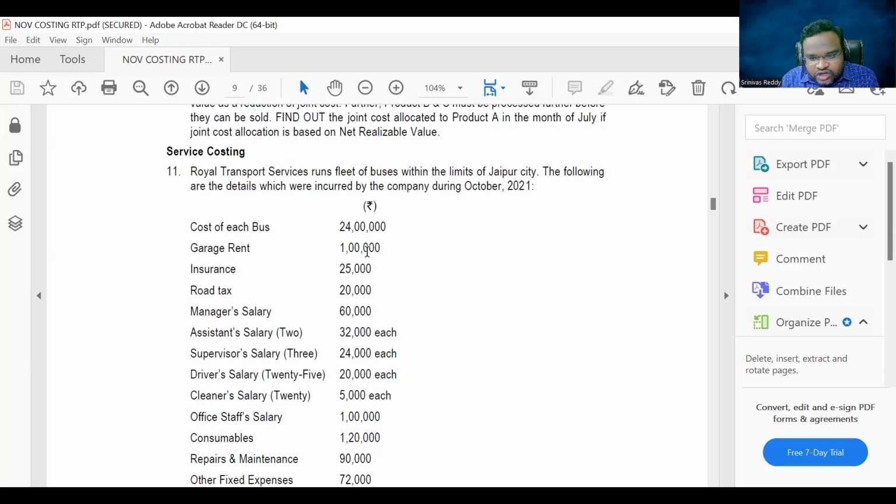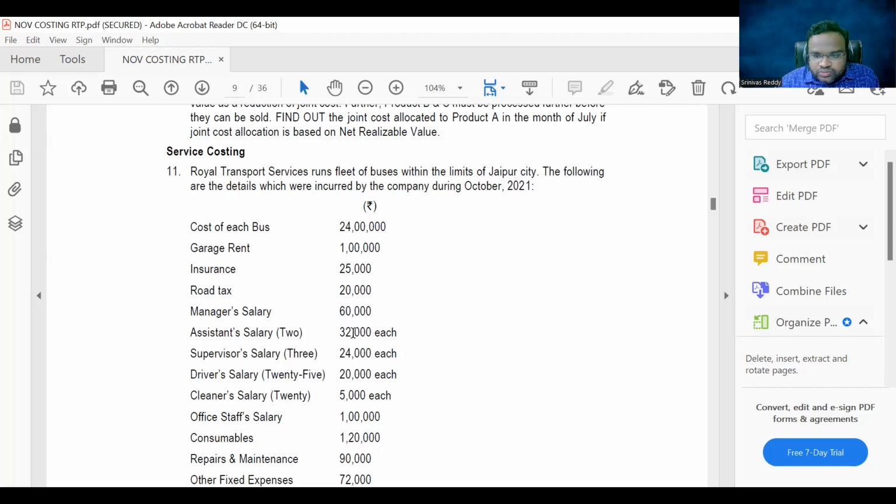If you are preparing operating cost, and if you are doing it in terms of overheads also, it is better I advise you to use only standing charges, running charges, maintenance charges. Okay. Standing charges are fixed, maintenance charges are repairs and maintenance, running charges are more like variable cost. Cost of each bus is a part of depreciation. Garage rent is fixed cost, standing charges. Insurance, road tax, manager salary, assistant salary are standing charges, then supervisor salary.